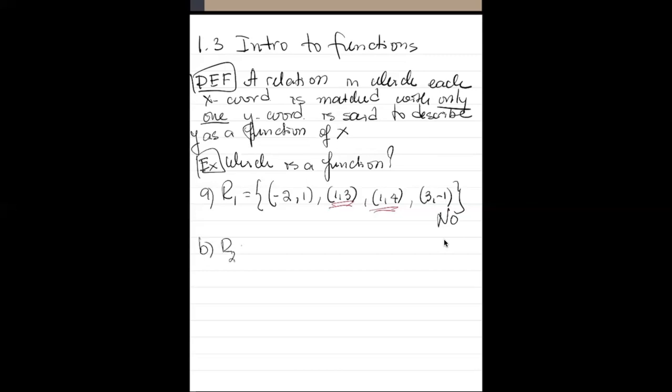B, a relation called R2 has the following elements: (-2, 1), (1, 3), (2, 3), and (3, -1). So is this a function? -2 goes to 1, 1 goes to 3, 2 goes to 3, 3 goes to -1. Yes.